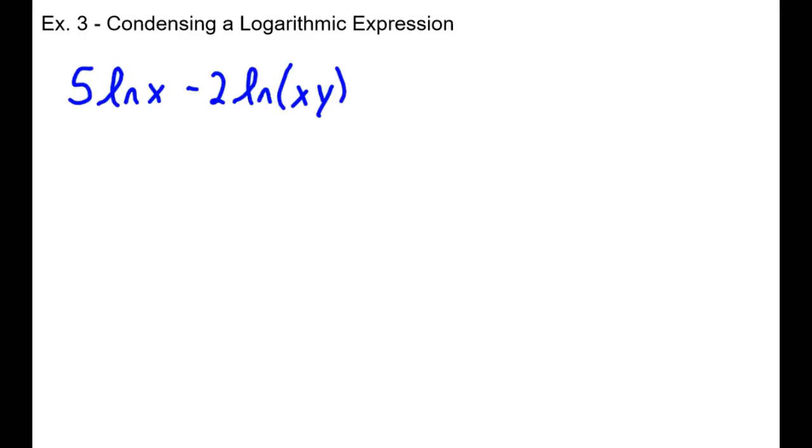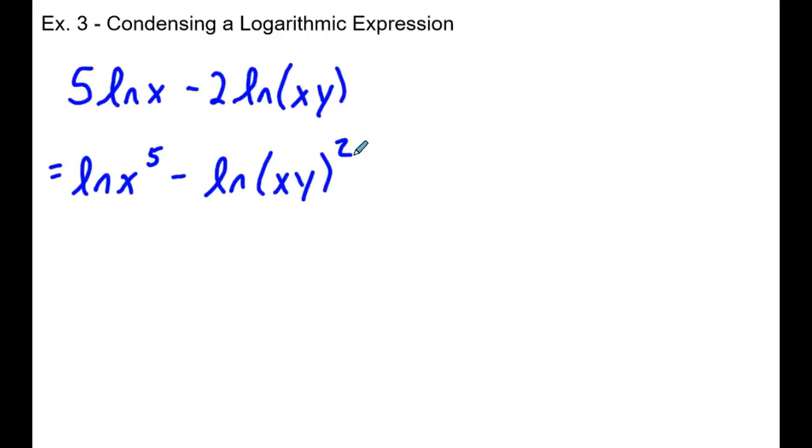Example 3, now we're going to condense a logarithmic expression. So if we're going to condense, the first thing we need to do is see if we can apply the power rule, which in this case we can apply to both parts. So we can rewrite this as the natural log of x to the 5th minus the natural log of xy raised to the 2nd power. First we apply the power rule.